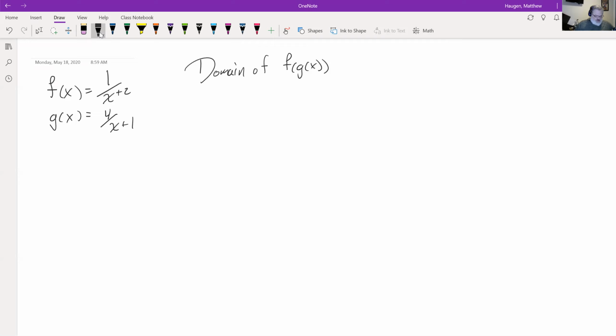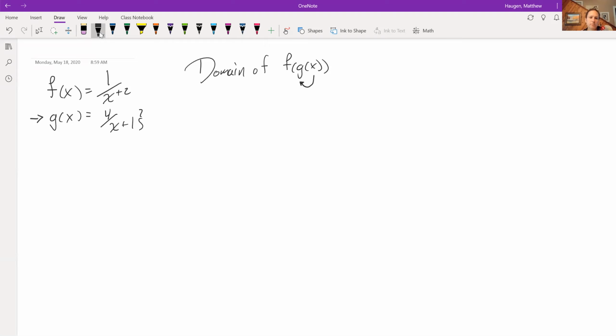Now, we have to be a little careful when we're doing domains of compositions, because according to our notation here, this x has to be able to go into g. So the first thing we have to do is find any restrictions on g. So go down, look at g. Are there any x's that g isn't allowed to have?